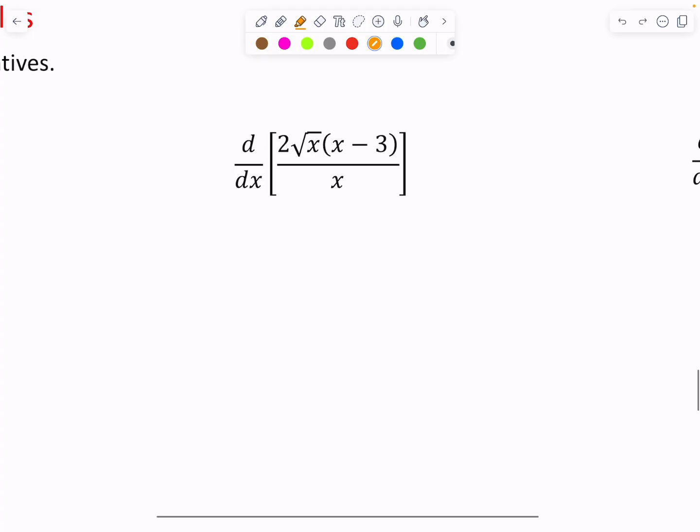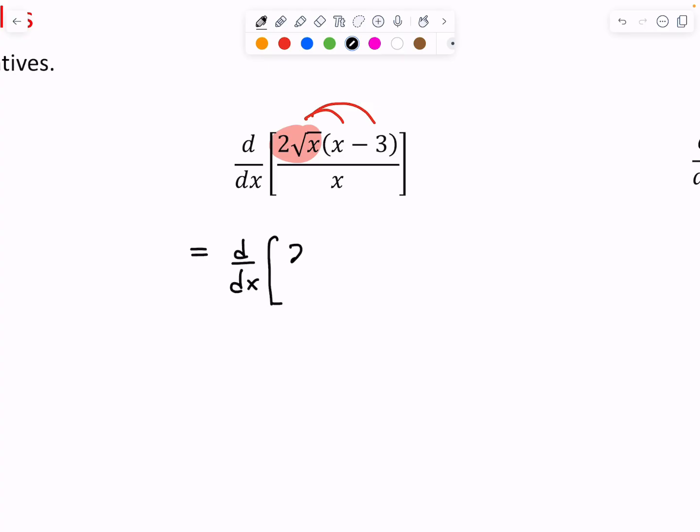Okay, the middle case. The numerator is a product of 2 functions, and then we have divided by a third function. Later, we will learn something called the quotient rule for how to differentiate a function divided by a function. But for now, we do not know how to do that. So our only option here is to somehow express this as a sum or difference. We'll do this in a few steps of algebra. I'll begin by taking this 2 rad x and distributing it across these parentheses. So I'll have the derivative d dx of, we'll have 2 rad x times x, and then minus 6 rad x. And this is all over x.